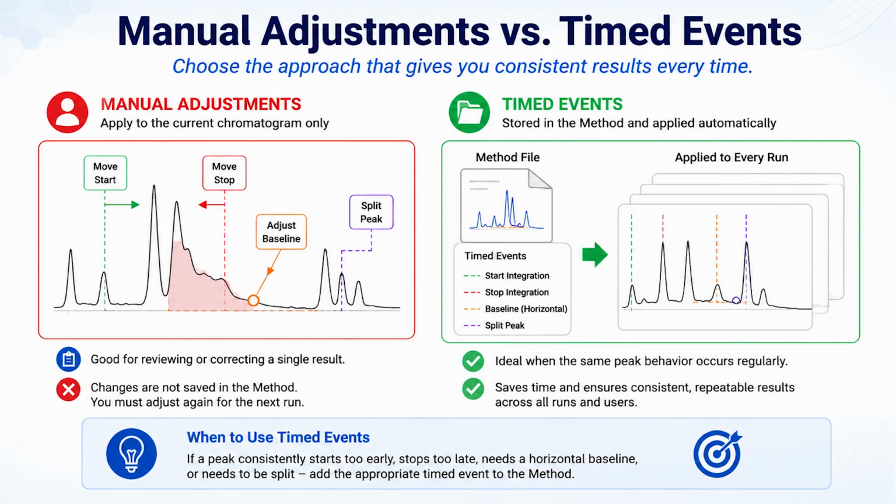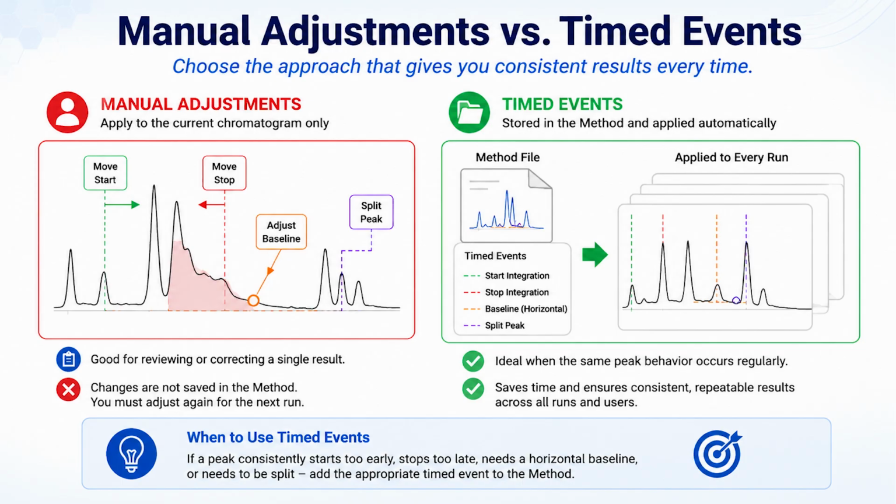Manual integration and timed events. When you manually adjust a peak start point, stop point, baseline, or split point on a chromatogram, that change applies to the chromatogram you are currently working on. That can be useful when reviewing a single result, but it is not the best approach when the same correction needs to be applied every time the method is used.